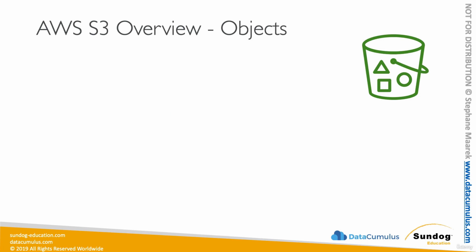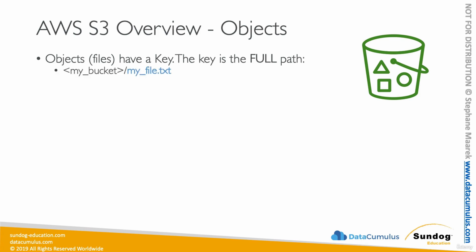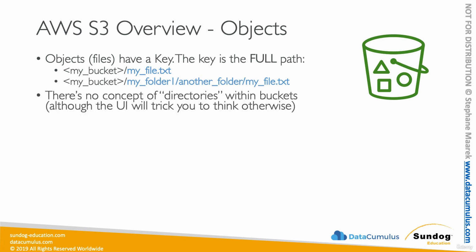Then what about the objects? Well, the objects are files, and they must have what's called a key. The key represents the full path of that object. So here's an example: my bucket name / myfile.txt. Or if it's a file nested within different folders, it looks like this. This is a full path to the file. So there's no concept of directories or folders within buckets, although it makes us think otherwise because we have slashes, but it's just a UI trick, okay? Right now, we just have long keys with very long names, and they can contain slashes. So the two above have the same level, but they're different keys. And one has like my folder one / another folder / myfile.txt.